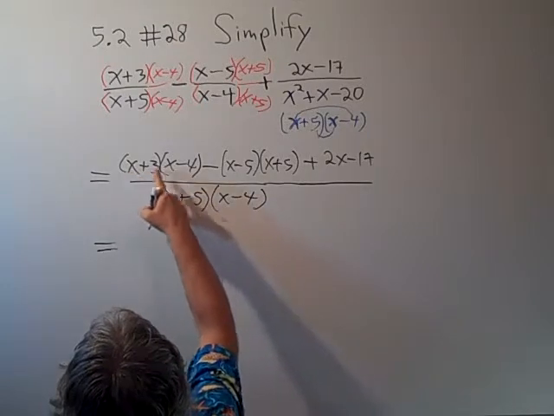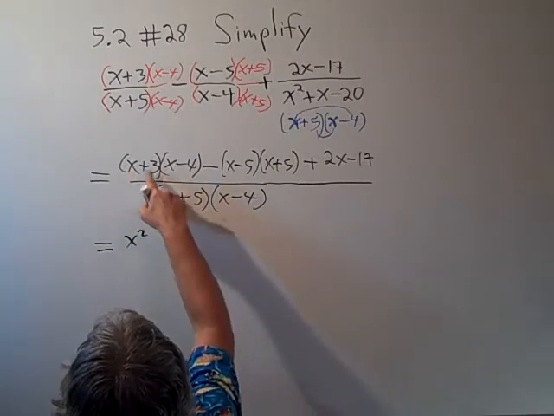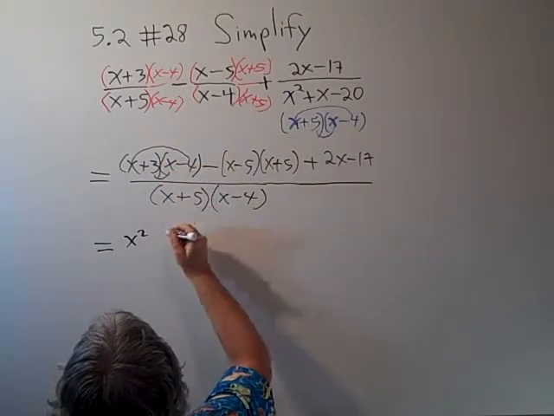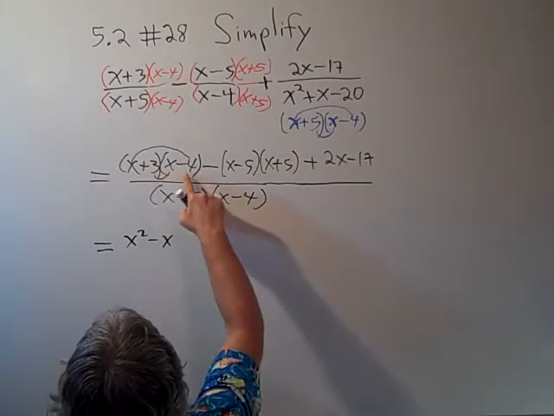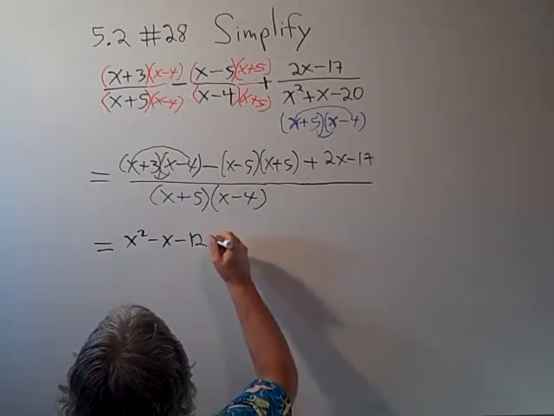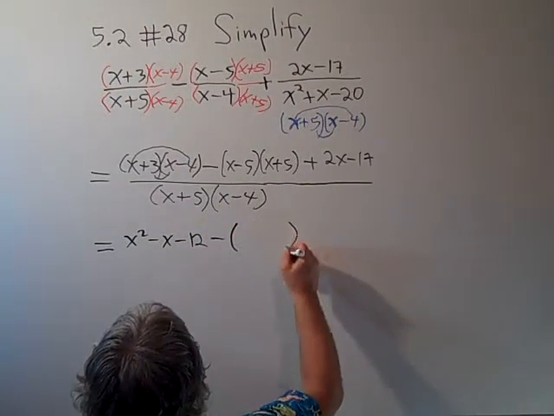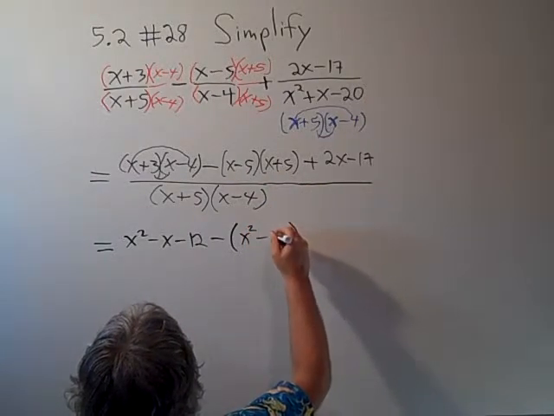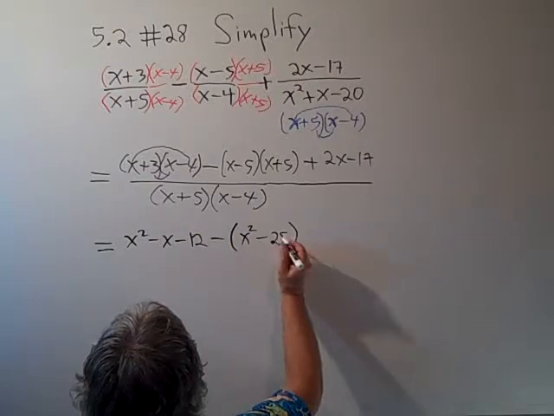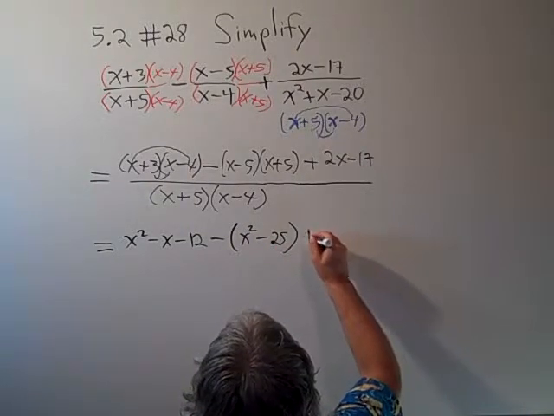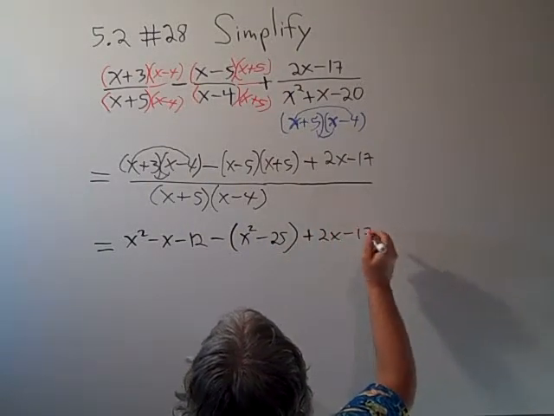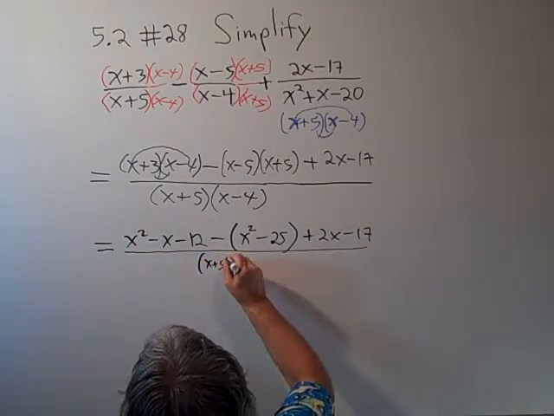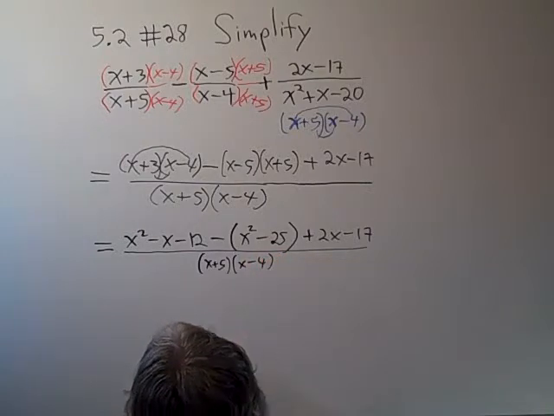Foiling out the first one, we have x times x is x squared plus, we have negative 4x plus 3x, that adds up to negative x, and 3 times negative 4 is negative 12. Then we have negative of x minus 5 times x plus 5, we know that that's x squared minus 5 squared. And then finally, we have plus 2x minus 17. All of this over the same common denominator, x plus 5 times x minus 4.